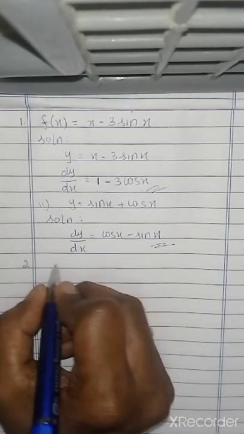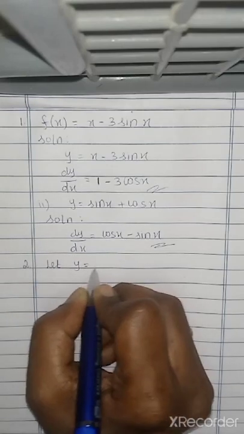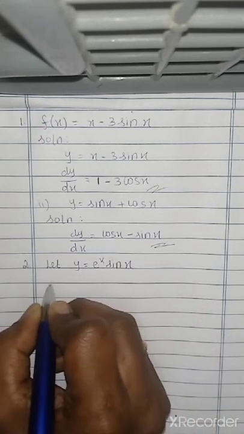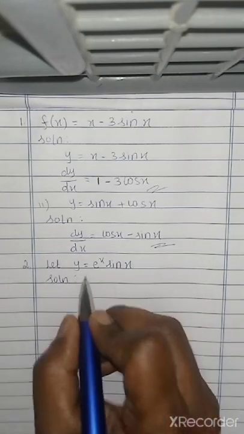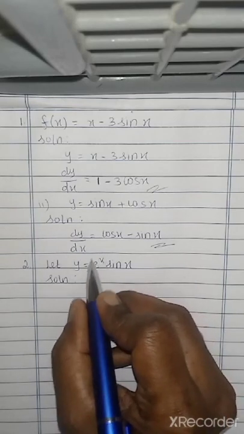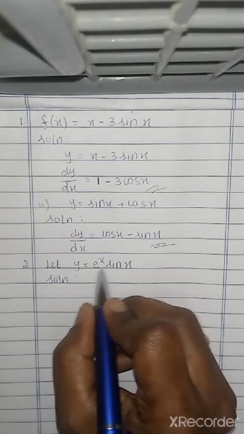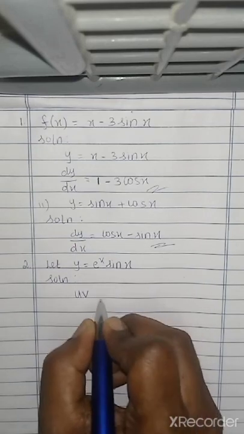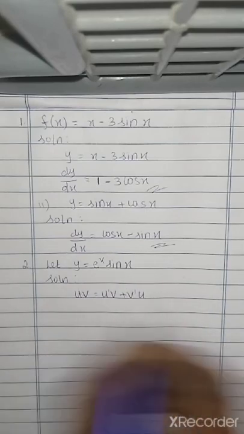Let y equal e power x sin x. This is what the question is given. We want to find the derivative of this function. Look at this one: e power x is one function, sin x is another function. It is of the form multiplication, correct? So for multiplication, we have to use the uv method. What is the uv method? u dash v plus v dash u is your uv method.